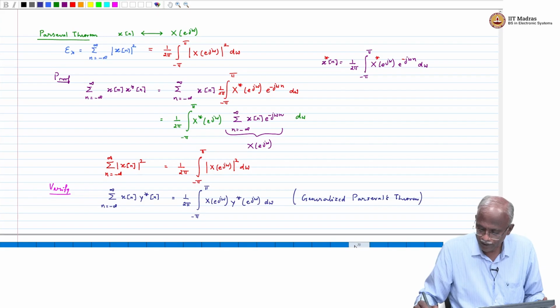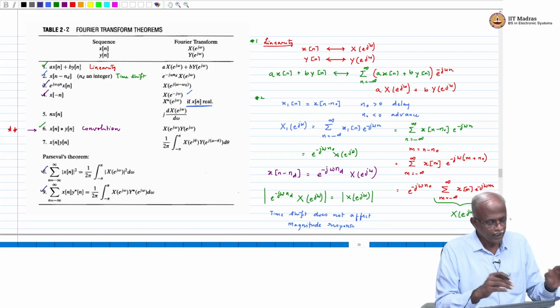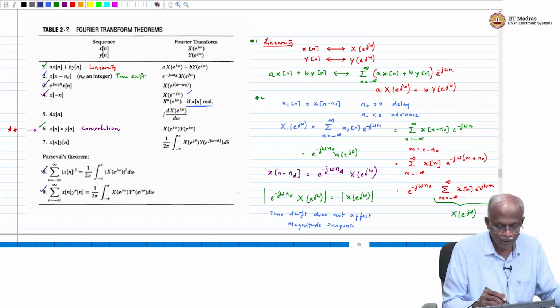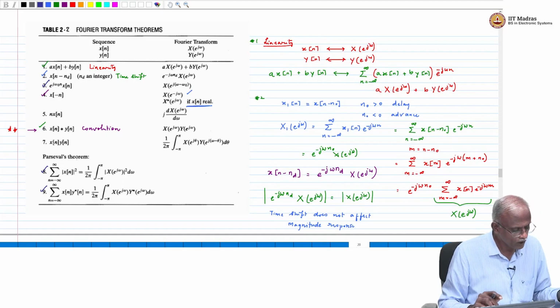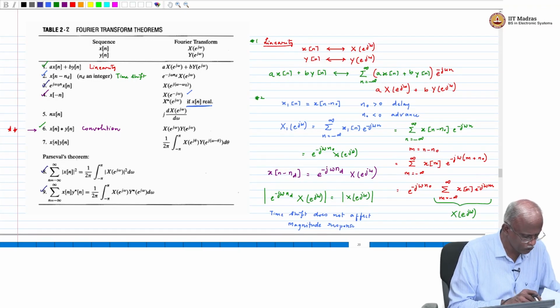Okay, so going back to our table, we have covered all of the properties except a couple of ones, where we are talking about the property of differentiation and the property of multiplication in the time domain. So maybe it's a good idea to take a quick look at the property of differentiation, and then maybe close with looking at one example which is very helpful for us and very instructive also.